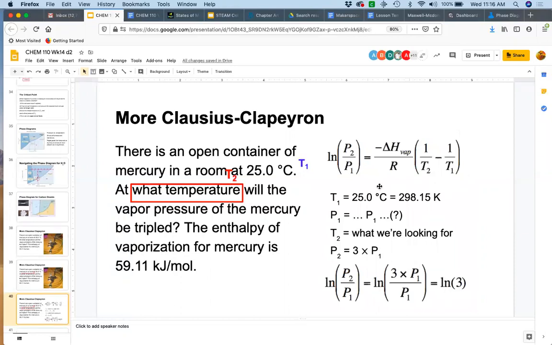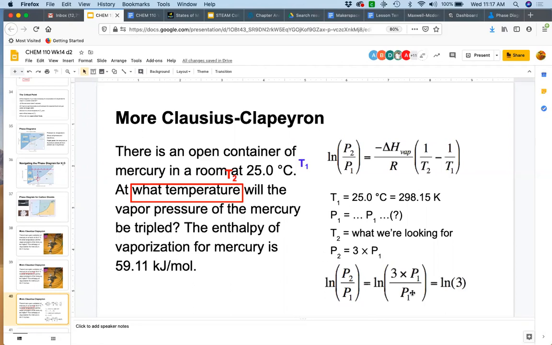Remember, anytime we're using the Clausius-Clapeyron equation, we're going to be converting our temperatures in degrees Celsius to Kelvin. Now, in this case, the problem is asking us to find the vapor pressure. So we're looking for P1. And in this case, our P2 is when P1 is tripled. So there's a specific relationship that the problem describes between P1 and P2. So T2 is what we're looking for. We're going to represent our pressures just as the variable P1.